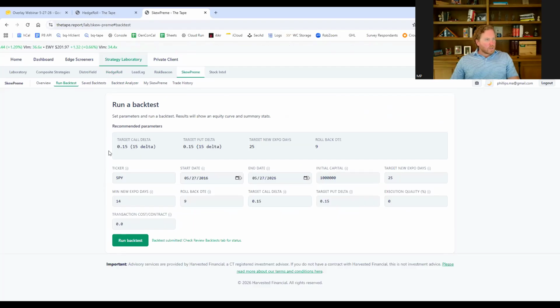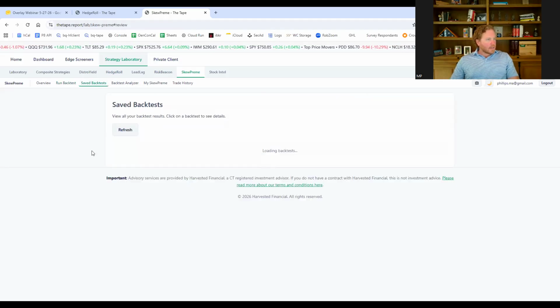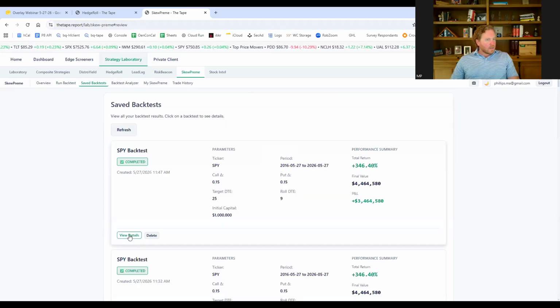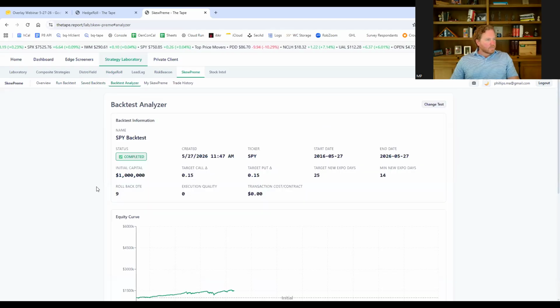Moving over to SkewPreme, we have here our standard 15 delta put, 15 delta call, 25 days out. Our rollback level is about 9 days to expiration. And we go back 10 years in this strategy. So I ran that a little bit earlier today, and I'll just pull up my saved backtests here. Let's look at the details.